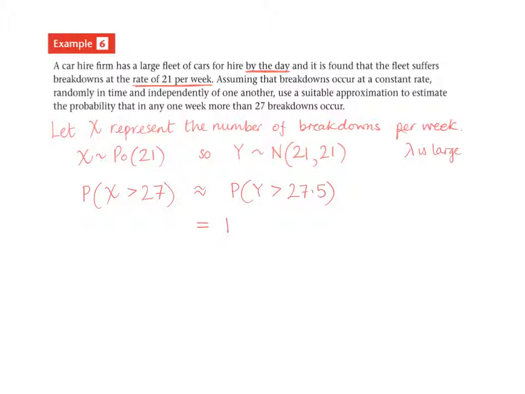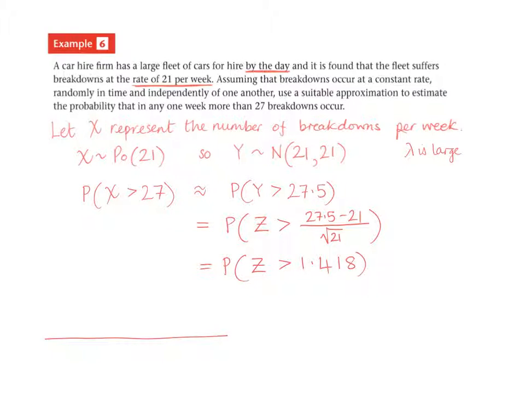So that's going to be the probability of Z greater than, let's standardise it, 27.5 minus 21, and remembering that we need the square root of 21 on the bottom to standardise it. So that's all S1. Then using the normal, that is greater than 1.418. Drawing our normal distribution again.